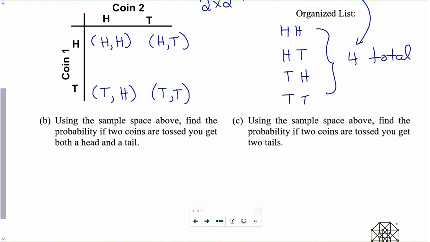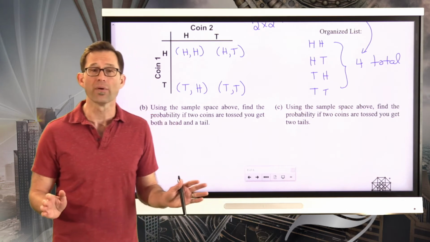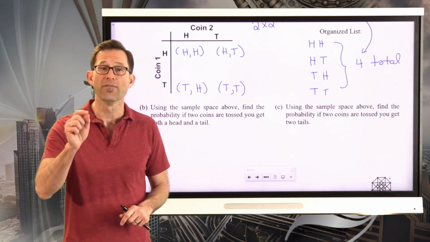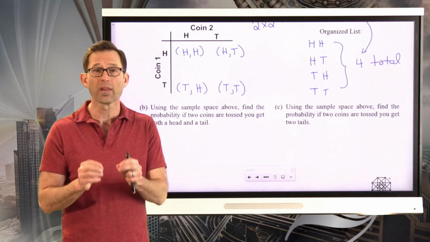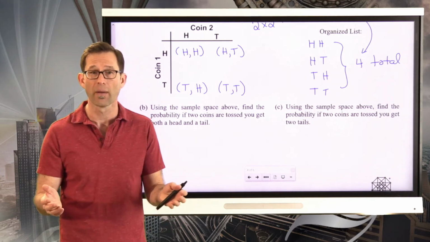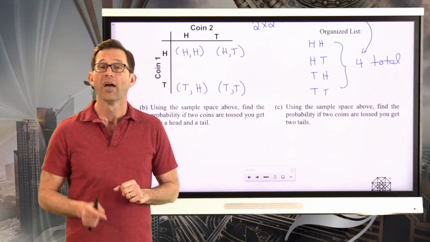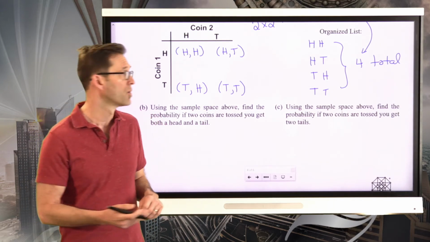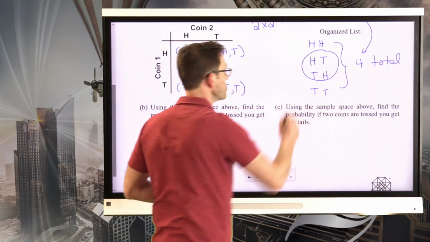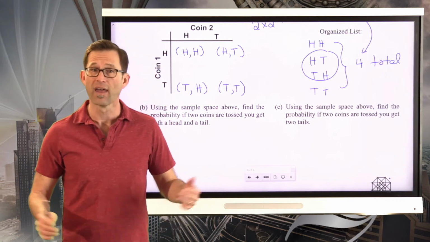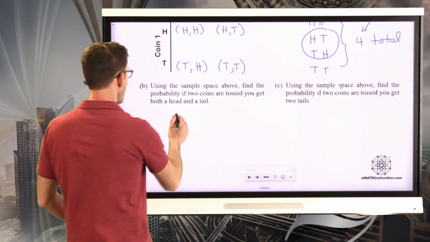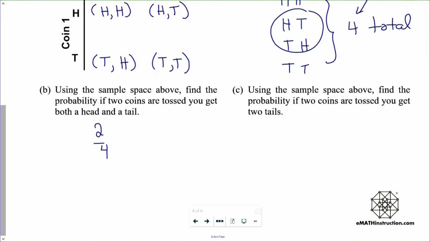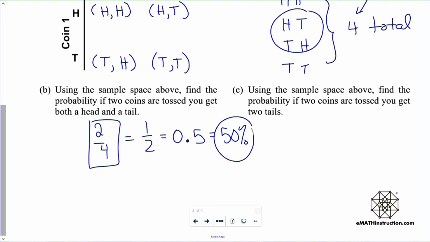Well, as always with probability, what we want to do is find the ratio of the equally likely outcomes that fall into the event that we care about, i.e. getting a head and a tail, compared to how many total there are. Well, there are 2 outcomes that fall into the category of getting a head and a tail. There are 4 total outcomes, so our probability is 2/4 or 1/2 or 0.5 or 50%, right?